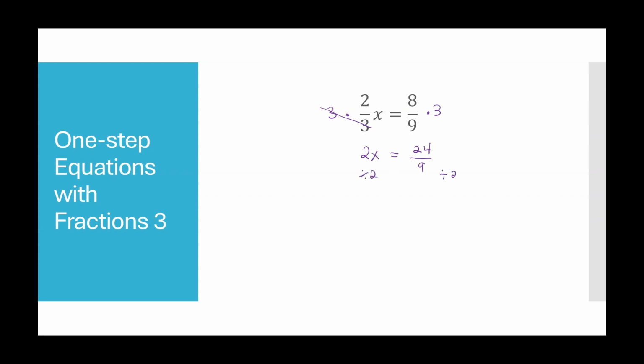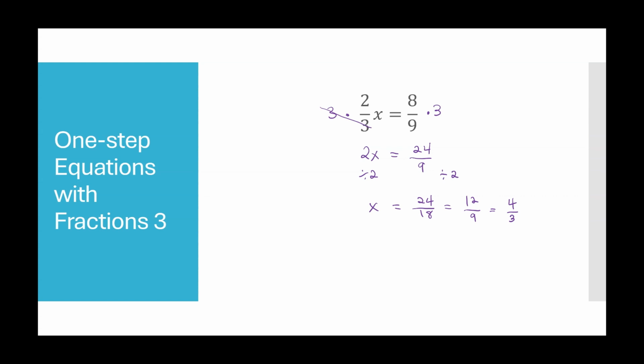I've got to divide by 2 now to get x all by itself. So I have x equals 24/18. And I do need to simplify that, but I'm mostly done because x is all by itself on one side. Let's see, 12/9 and 4/3.